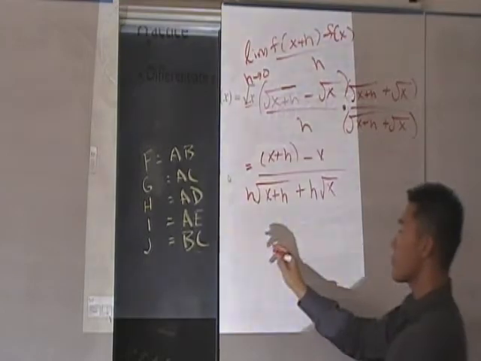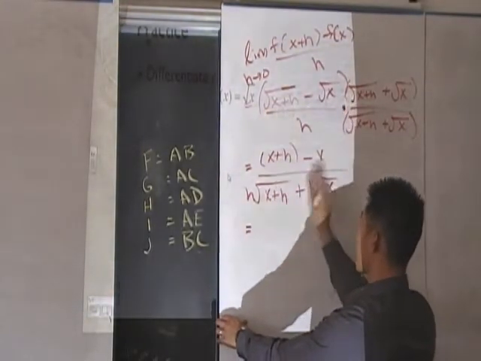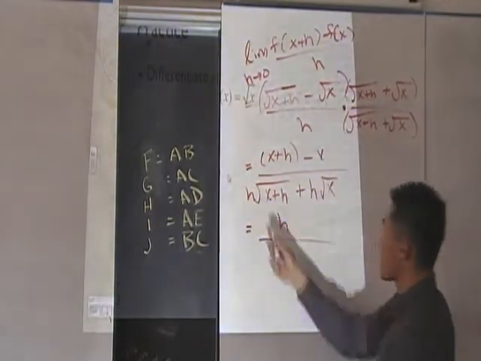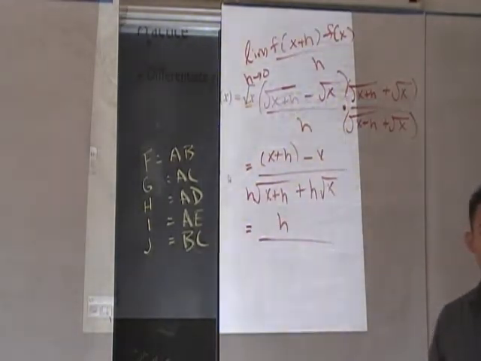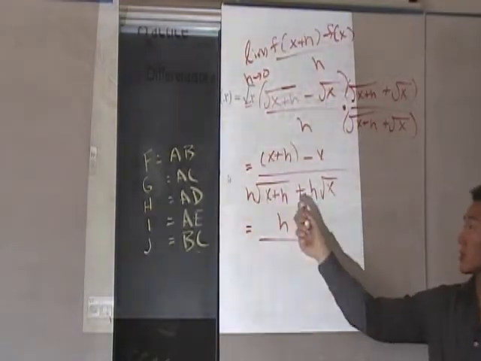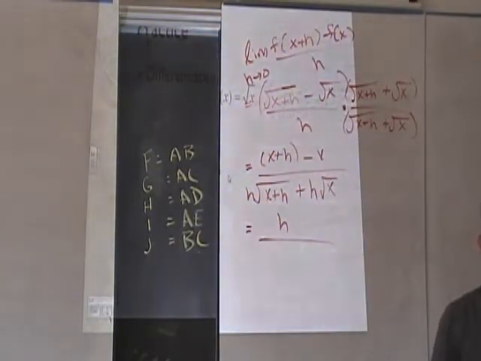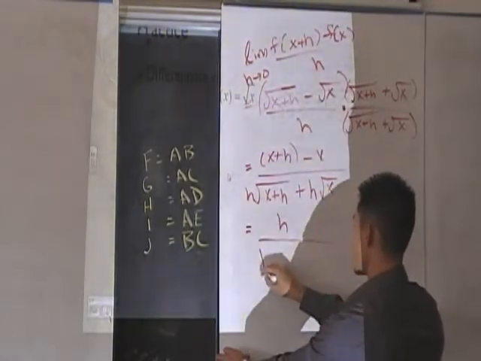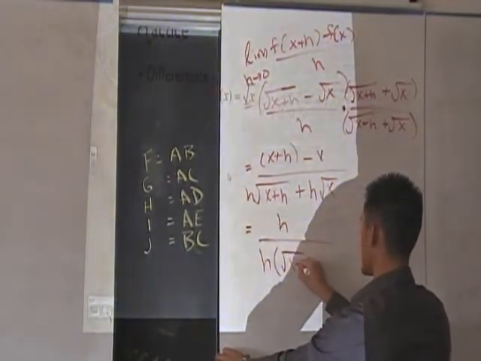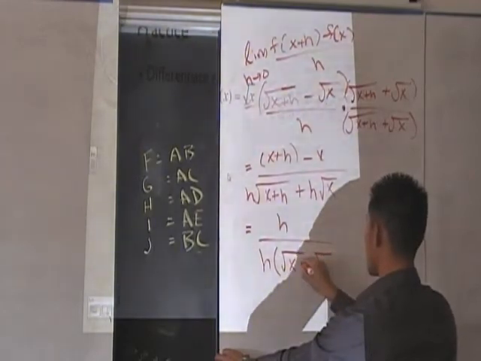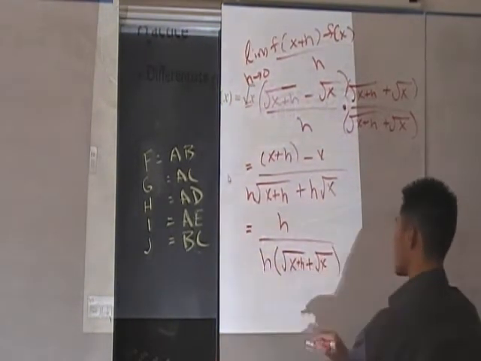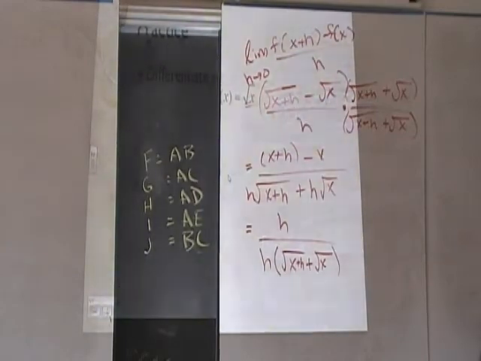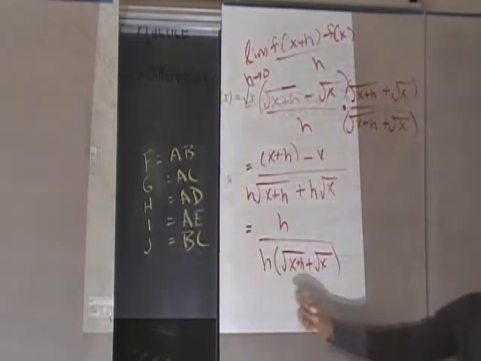Okay, we can simplify the top. The x's will cancel out, so we get h by itself up top. What can we do with the bottom? Yeah, you can factor out the h. I thought when I plugged in h, it would be 0 over 0. Okay, any questions there? And then the h's cancel out, obviously.